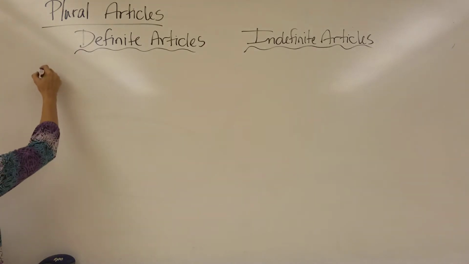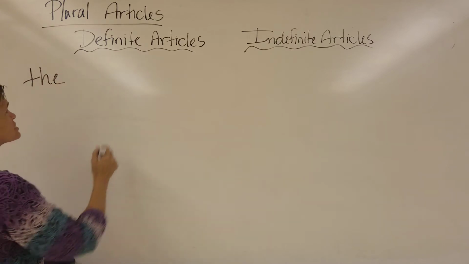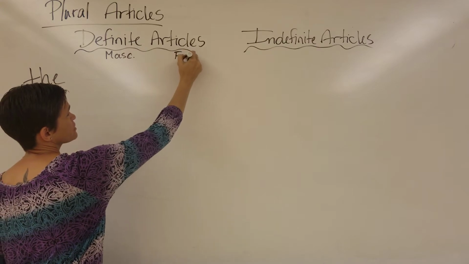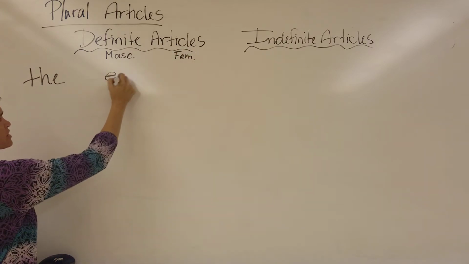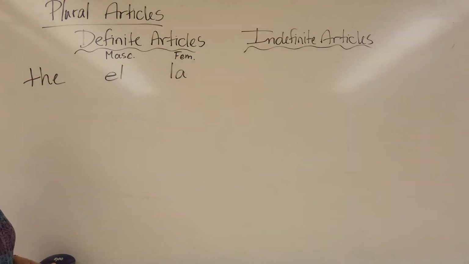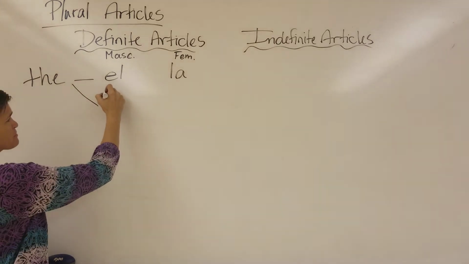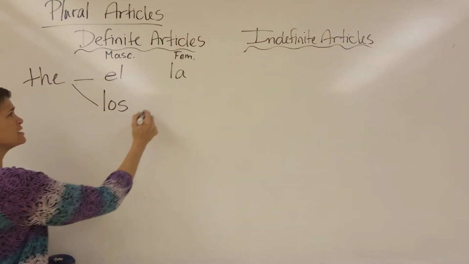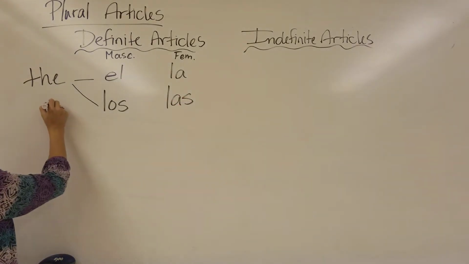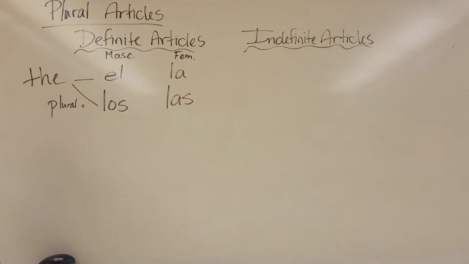Definite articles are the word the in English. And of course, there's a masculine and a feminine form in Spanish. The masculine form of the is el, and the feminine form of the is la. That was as far as we got. But we could also have the in the plural form. The masculine plural form for the is los, and the plural feminine form is las. So if it's the and it's plural, we're going to use los or las.